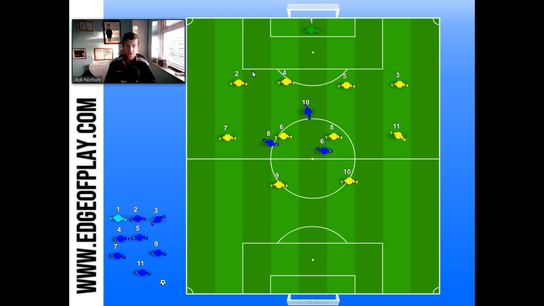You might end up more often than not just going down the sides of the pitch and playing direct, which might be your thing. But if you wanted to get the ball in through midfield and get through balls played from here, or getting your 10 on the ball, that can be a bit of an issue in this formation.